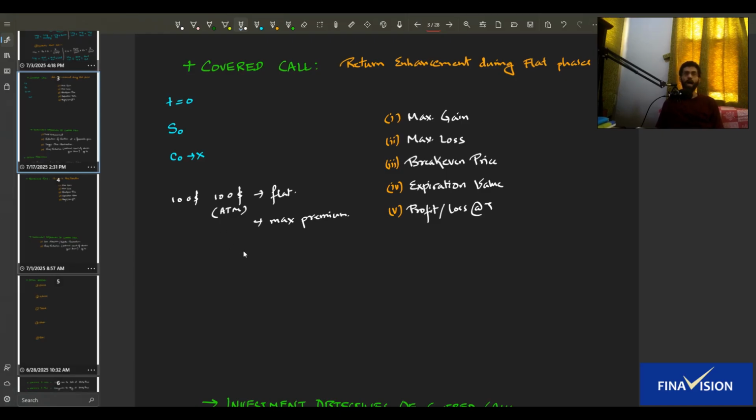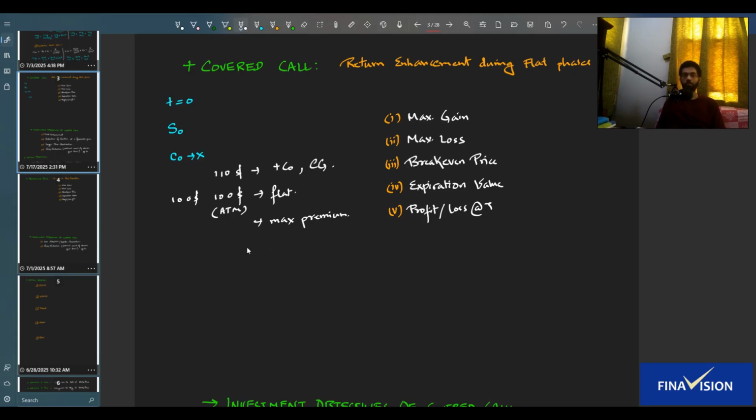The second option is an out-of-the-money covered call. Out of the money means the strike price is above the current stock price. So let's say the strike is 110. Here also there is high premium income, and the investor is cautious, but keeps scope of earning from capital gains also. So there is premium income and capital gains income from this.